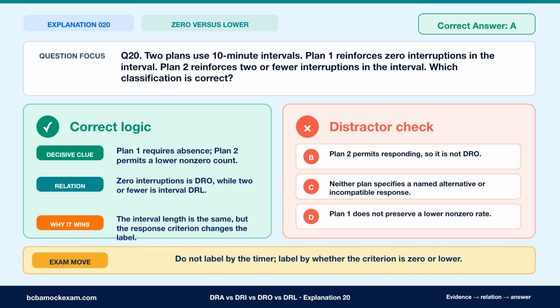Pause and choose. The precise answer is A. Plan 1 is DRO, Plan 2 is DRL. Zero interruptions is DRO, while 2 or fewer is interval DRL. Compare what each option reinforces. B. Plan 2 permits responding, so it is not DRO. C. Neither plan specifies a named alternative or incompatible response. D. Plan 1 does not preserve a lower non-zero rate. Do not label by the timer. Label by whether the criterion is 0 or lower.